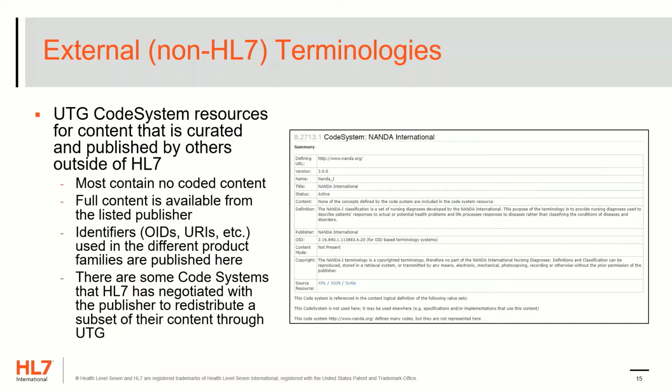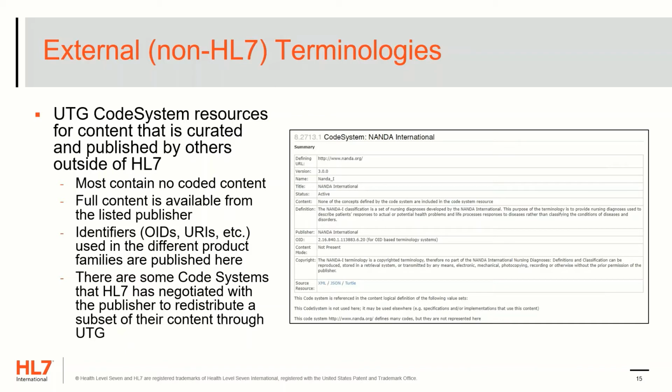Most of these external code system resources, often referred to as code system stubs, do not provide any coded content. The actual coded content needs to be obtained from the publisher listed. The code system stubs also provide the identifiers used to reference the code systems in HL7 implementations. The handful of external code systems that HL7 has agreements to redistribute a subset of their content through UTG are present for the convenience of the HL7 implementation community. One example of this is SNOMED, and others may be considered based on need.